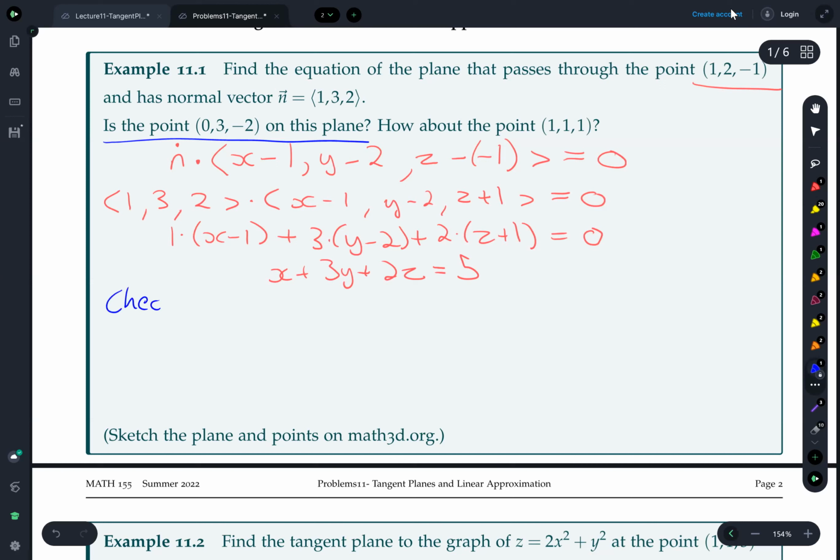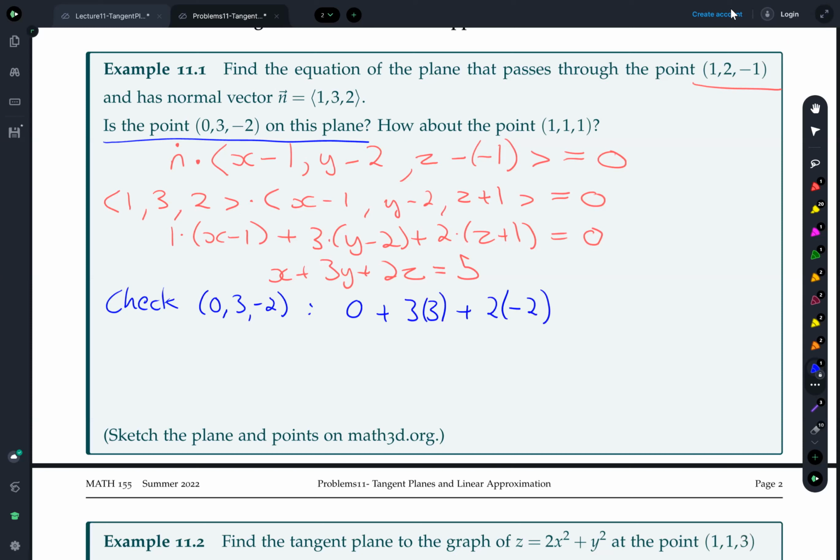So let's plug in (0, 3, -2). x is 0, plus 3 times the y component, which is 3, plus 2 times the z component, which is -2. So you have 0 plus 3 times 3, which is 9, and then minus 4, which is equal to 5. This is in the plane. How about this point here, (1, 1, 1)? Have a go at checking if that is in the plane.